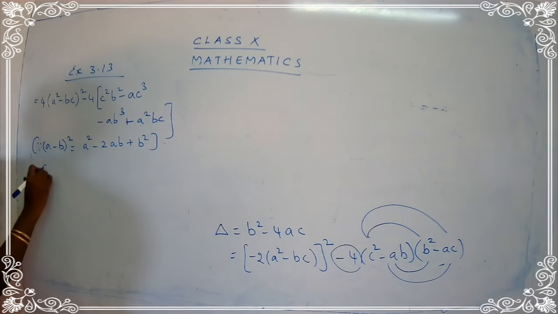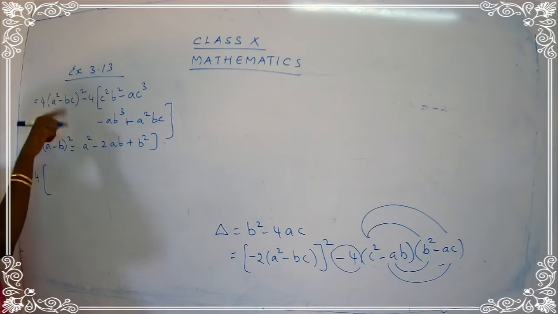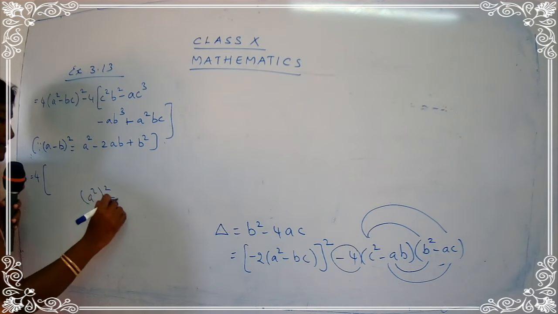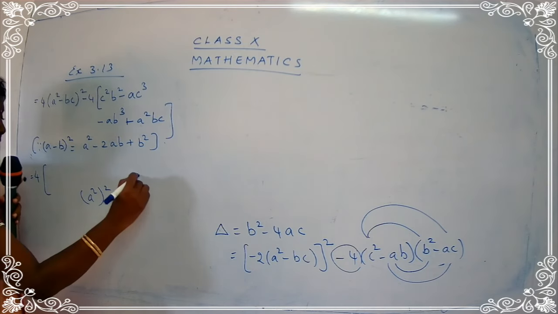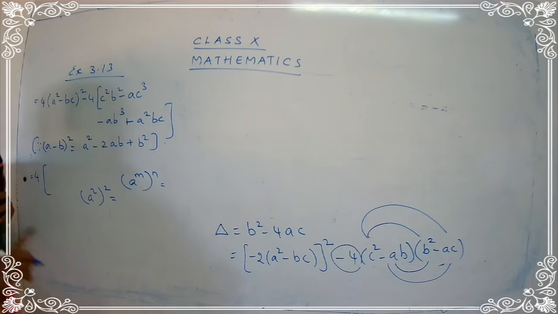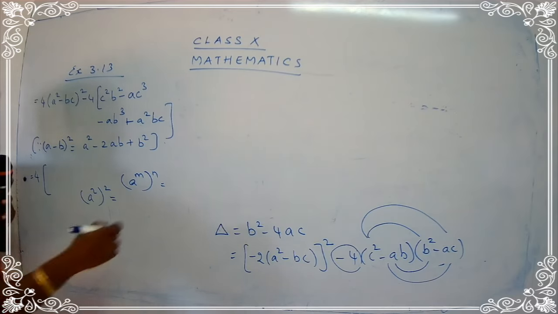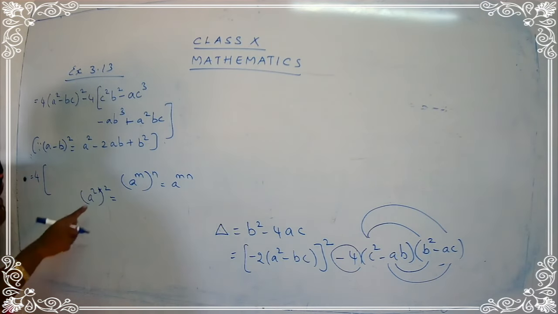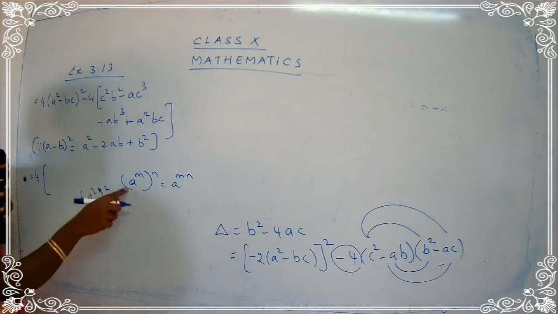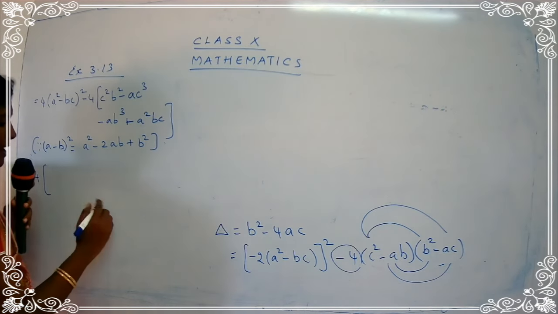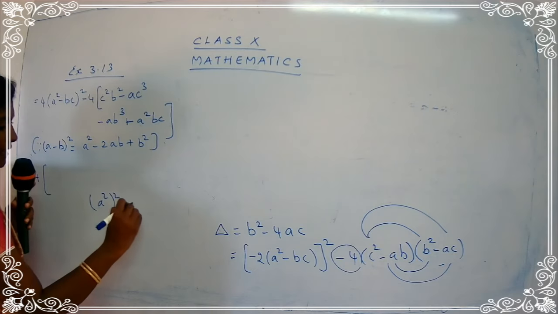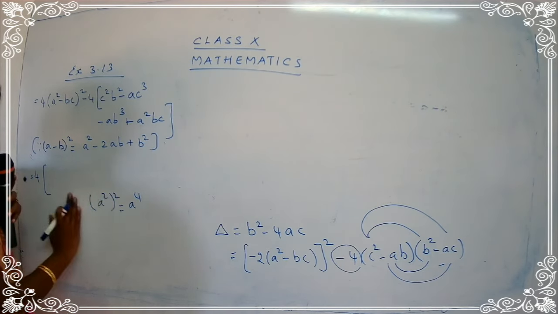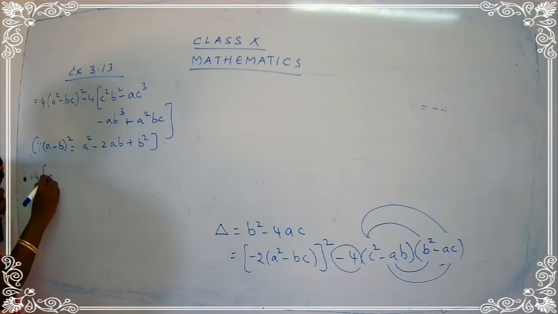So we have 4 A square. A square square. What is A square square? A square square is A raised to m the whole raised to n. What is A raised to m the whole raised to n? A raised to mn. That is, I have to multiply these two numbers. So what is 2 into 2? 4. Yes. So A square square is A raised to 4. Okay, so this is A raised to 4.